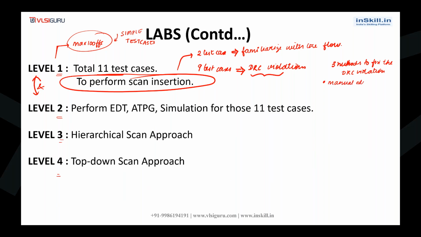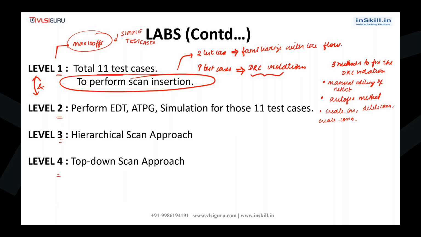Manual editing of netlist method. Okay. And then the other one will be autofix method. You can make use of certain commands like create instance, delete connection, create connection. Using these commands also you can clear the DRCs.